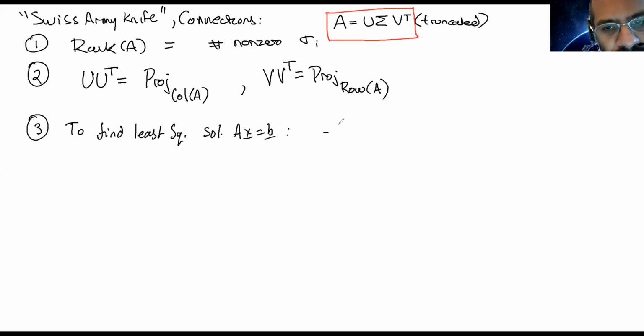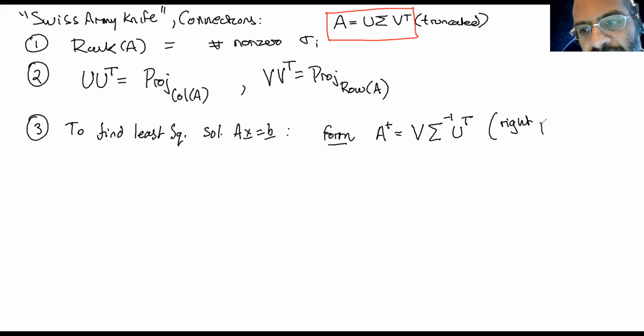Well, I'm going to form a new matrix, A plus, which kind of looks like the SVD, but I'm just going to invert all the singular values. So I'm going to use the SVD to make a right inverse of the matrix. Rectangular matrices don't have inverses, but they do have these things called a pseudo inverse. So I'm going to form a matrix A plus, which is going to be V sigma inverse U transpose. This is called the right pseudo inverse.